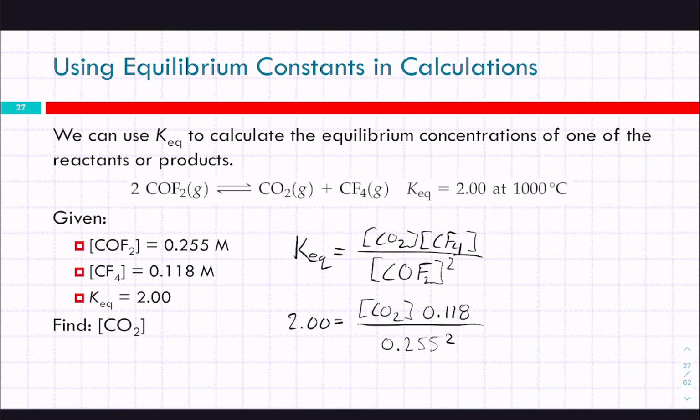So you could do this in a number of different steps. I'm going to do 0.118 divided by 0.255 squared. And then I'm going to take 2 and divide by the answer that I got from that previous calculation. So this will be 1.10 molar equals the concentration of CO2.